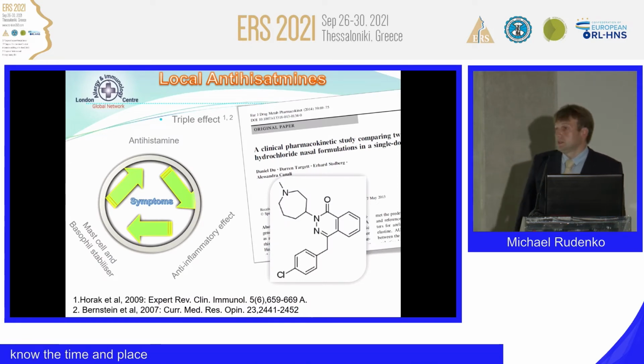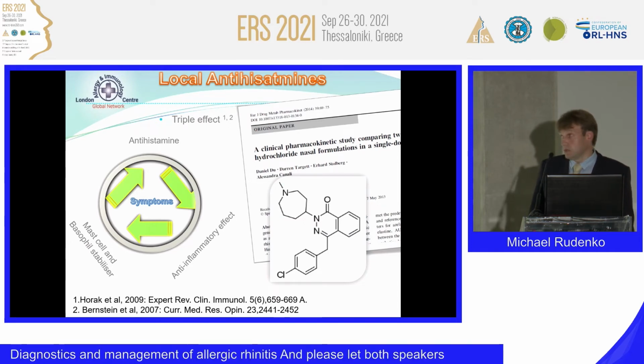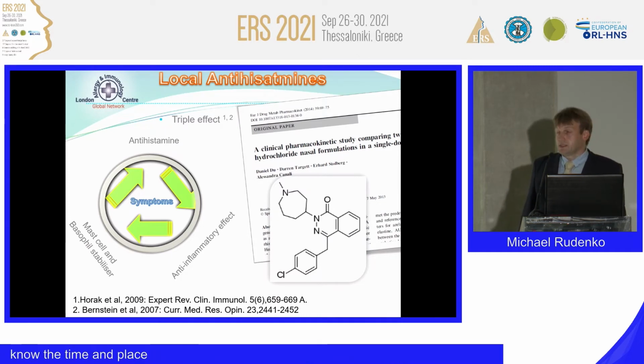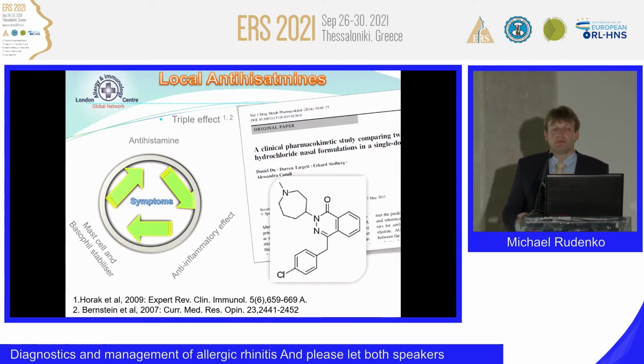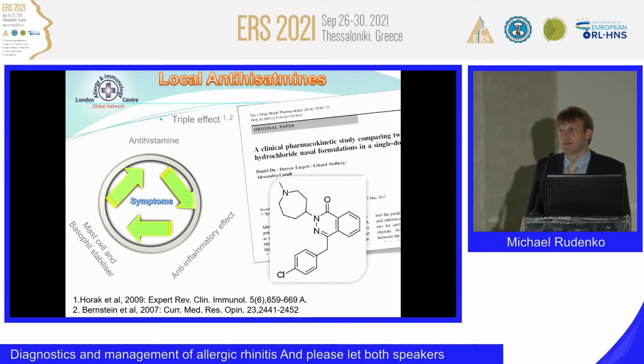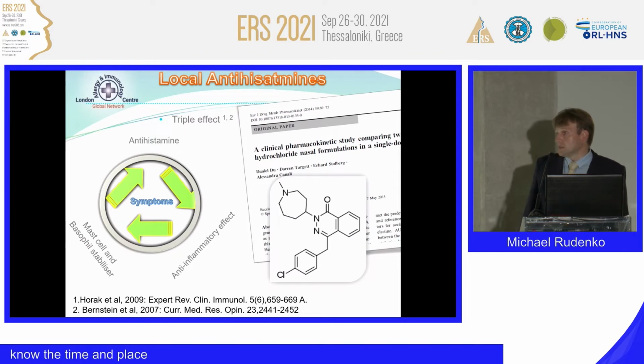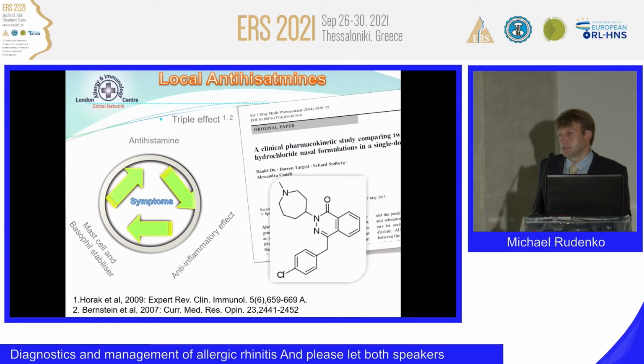So first line choice falls to azelastine. Azelastine is a very good antihistamine that has a triple effect. Obviously it gets in the nose, and it has properties of an antihistamine, properties of a mast cell stabilizer, and anti-inflammatory properties. And this is why, if it's used correctly, it gives quite significant improvement in symptoms.